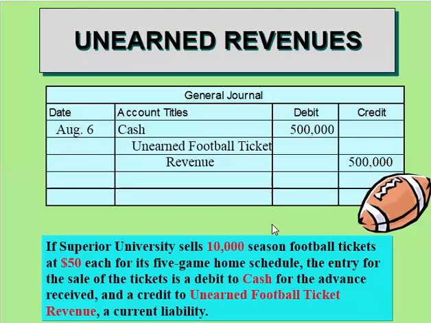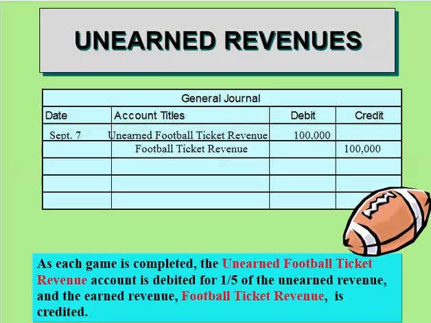So in this case, if Superior University sells 10,000 season football tickets at $50 each for its 5-game home schedule, they debit cash for the amount of money they collect in advance. Go ahead and credit the liability, unearned football ticket revenue, for the $500,000 until they actually play a game. Once they play one of those 5 games, then they get to debit the unearned football ticket revenue, which is the liability, and credit the actual revenue.